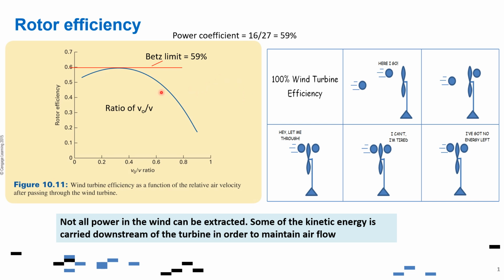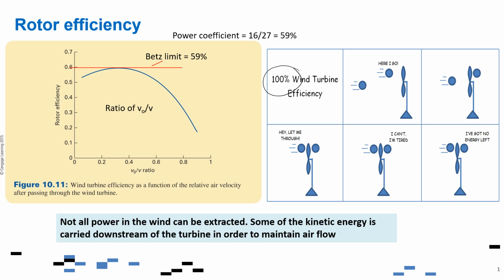So for a wind turbine, the main objective is to extract as much of the kinetic energy as possible from the wind to convert into mechanical energy and later on into electrical energy. So extracting the maximum from the kinetic energy of the wind is the main goal of a wind turbine.